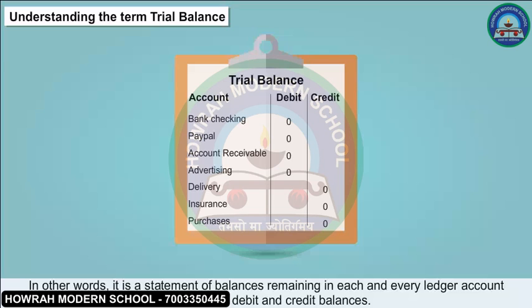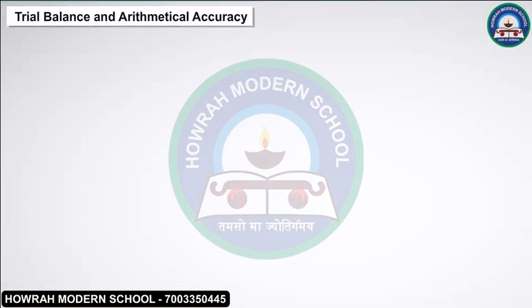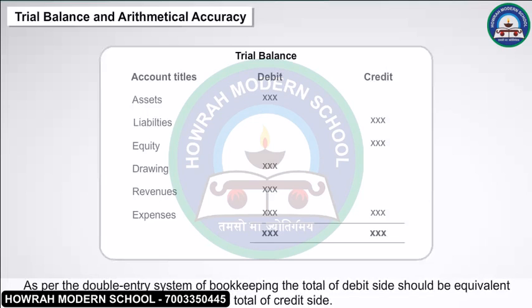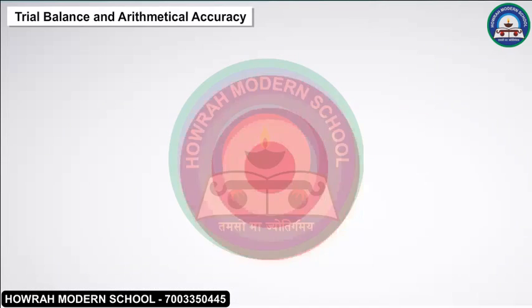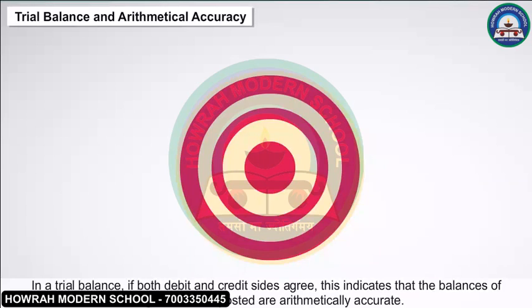Trial balance and arithmetical accuracy. As per the double entry system of bookkeeping, the total of debit side should be equivalent to the total of credit side. In a trial balance, if both debit and credit sides agree, this indicates that the balances of ledger accounts posted are arithmetically accurate.